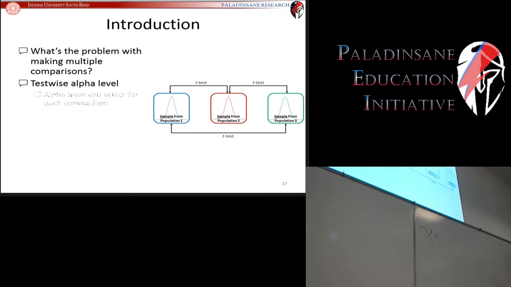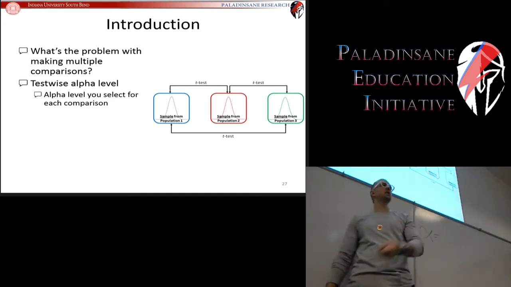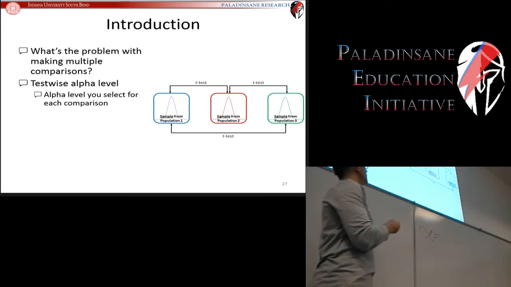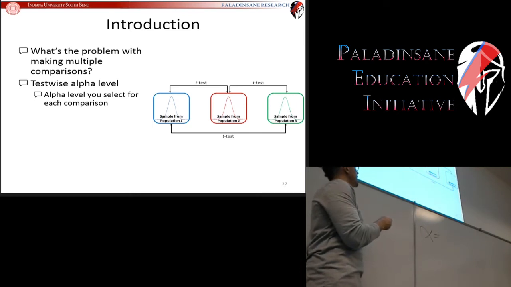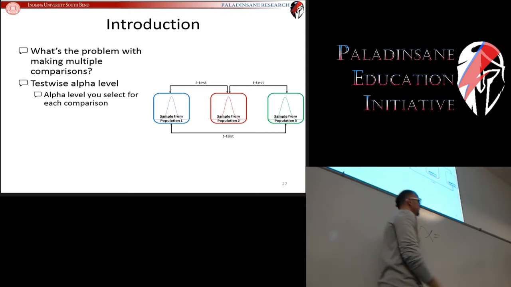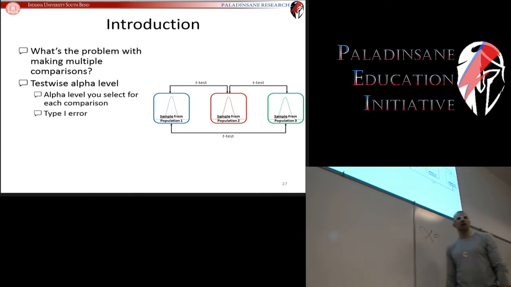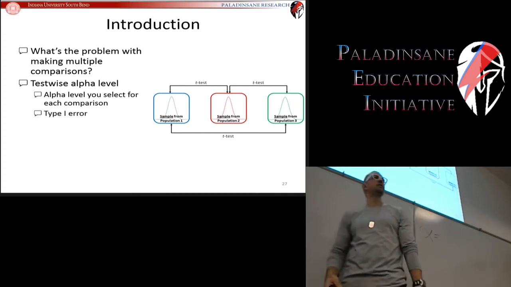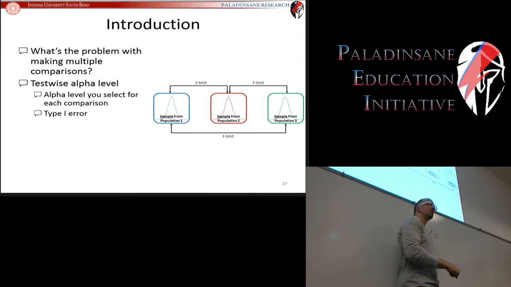But the test-wise alpha level is the alpha level that you use for each comparison that you make. So if you do this t-test, what's the alpha level that you choose? If you do this t-test, what's the alpha level that you choose? This t-test, what's the alpha level that you choose? It's the alpha level for each test. That is your type 1 error. That is your chance of saying there is an effect when in fact there is no effect.